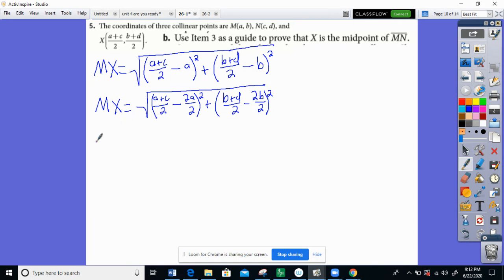Okie dokie, well, we can now combine these, like these 2 terms right here. We're subtracting fractions, the denominators are the same, so we can combine those into a single fraction with a denominator of 2. A minus 2a is negative a. I'm going to put that second though. We've got positive c left over. So that's c minus a divided by 2 squared. Same thing happens over here. The d is positive. B minus 2b is negative b.